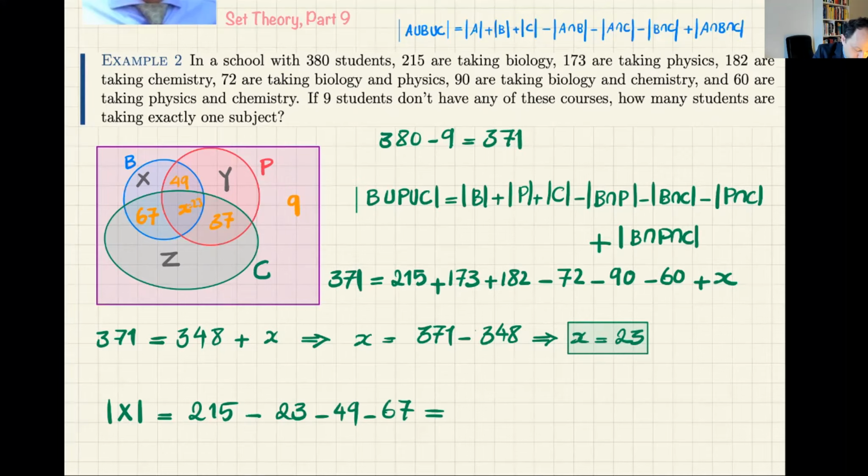So if I use my calculator once more, the answer is 76. These are the people who are taking only biology, none of the other two courses.